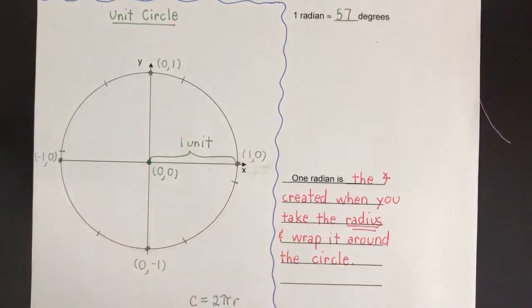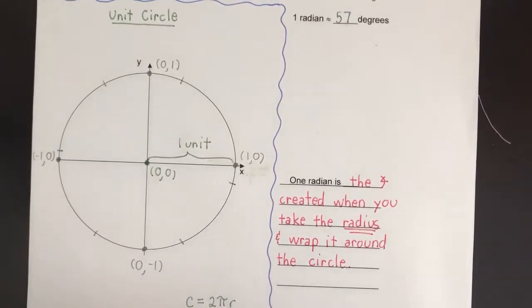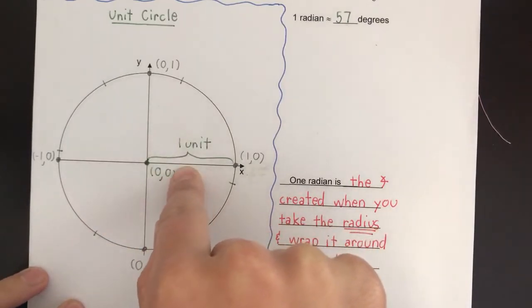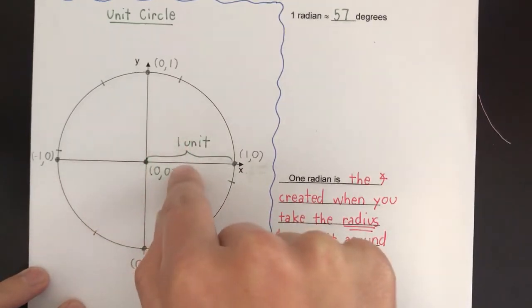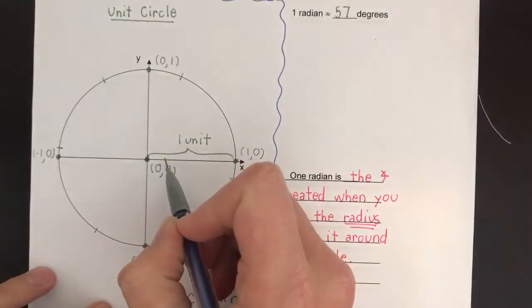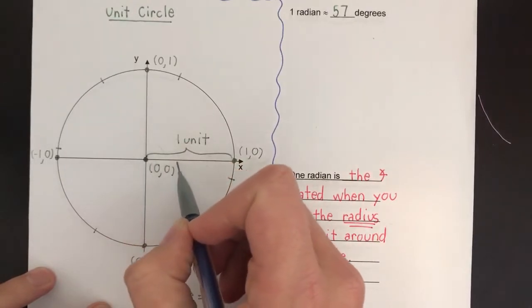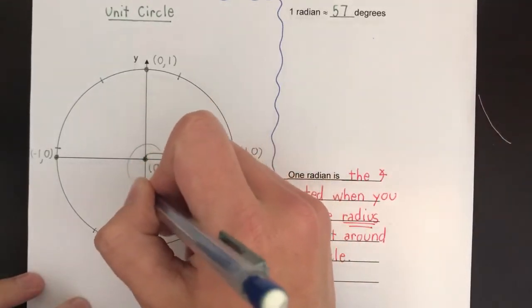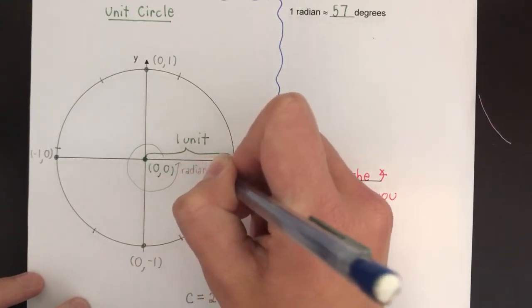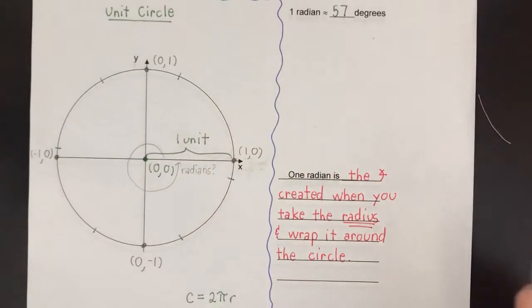Again, what we want to come up with is an easier way to go back and forth between degrees and radians. I want to find out exactly how many radians it is when I make a full revolution. If I go all the way around, how many radians is it? I'm not sure, but we're about to find out.